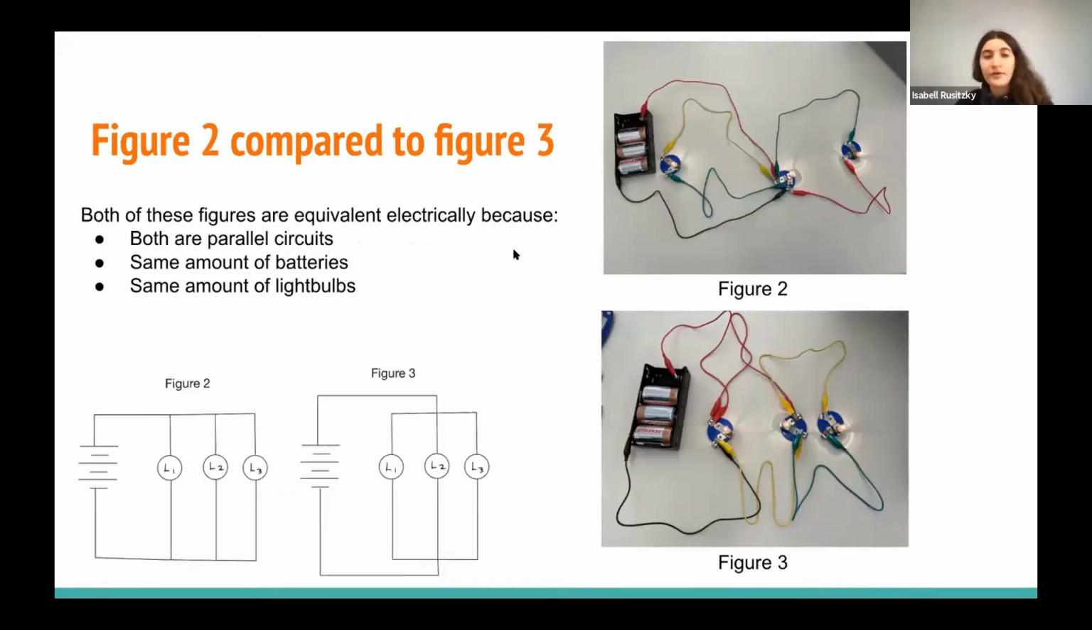And then for the last part, we had to compare 2 other figures that were different from the first ones, but we had figure 2 and figure 3. And as you can see, they're both in parallel. They both have 3 batteries and 3 light bulbs. And so we decided to build it too and show the picture of what it was supposed to look like.